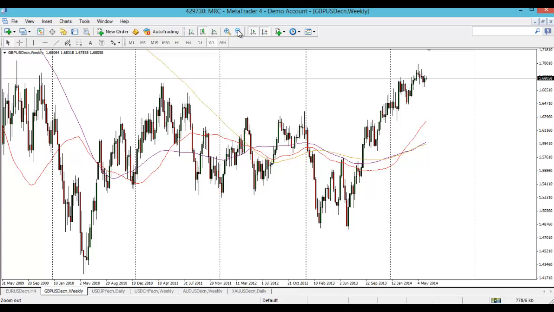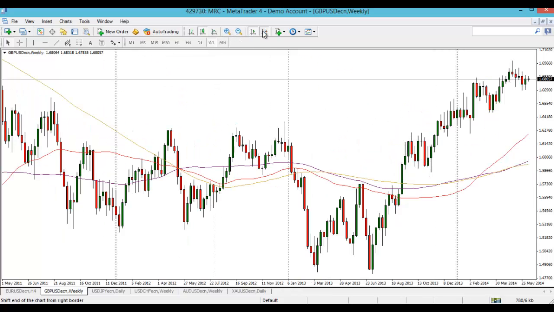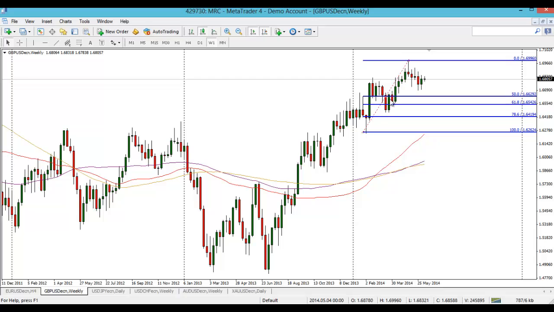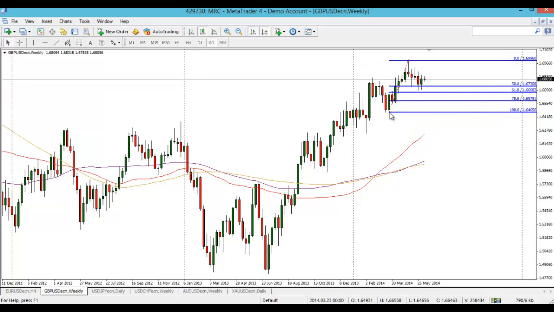Cable's getting very interesting, I think. I mean, just briefly on this weekly, what we're looking at here in terms of fibs, we had this small fib here, bounce off the 61.8. Then if you extend that high and then extend the low to the recent dip, you've then got another bounce off the 50%. Last week, fairly bullish candle, but it is making lower highs here, so you do have to keep that in mind.